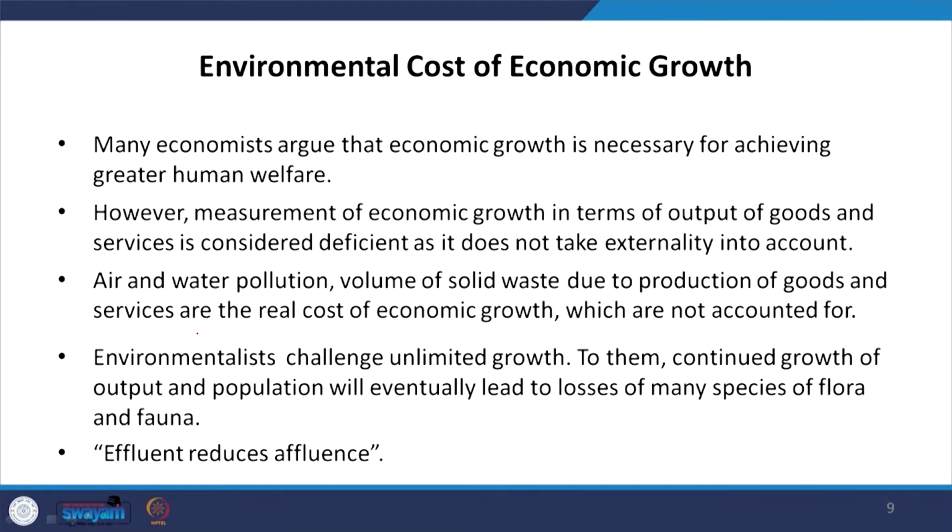To them, continued growth of output and population will eventually lead to loss of many species of flora and fauna. So, that is why they argue that effluent reduces affluence. This is also a kind of statement that can be elaborated. Effluent means pollution, pollution reduces affluence, meaning prosperity.